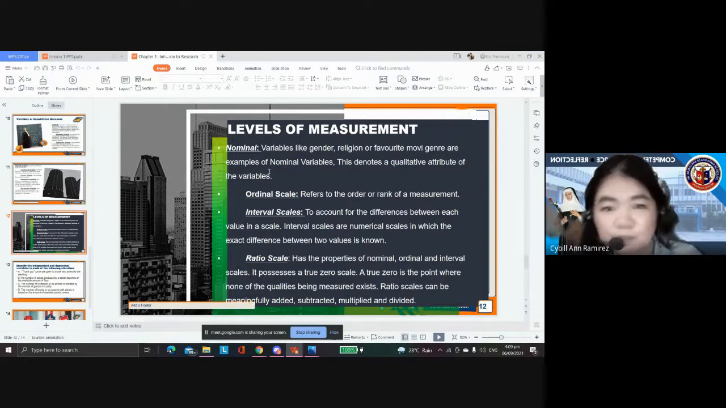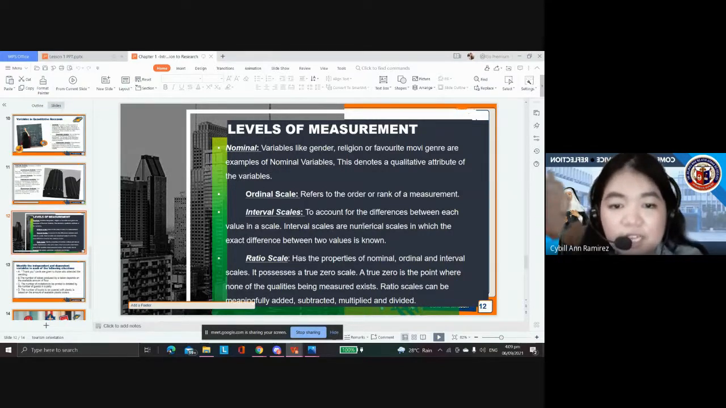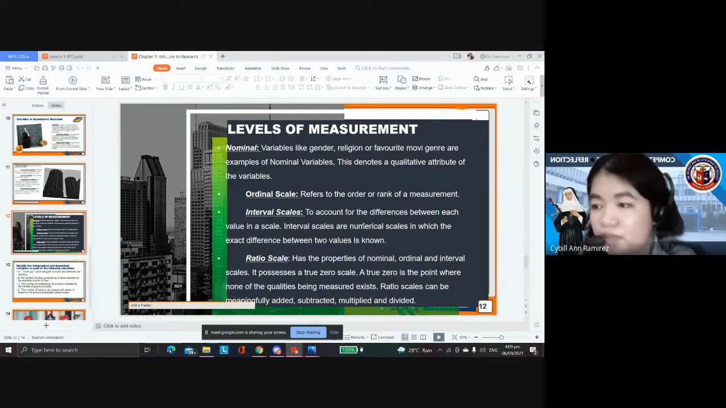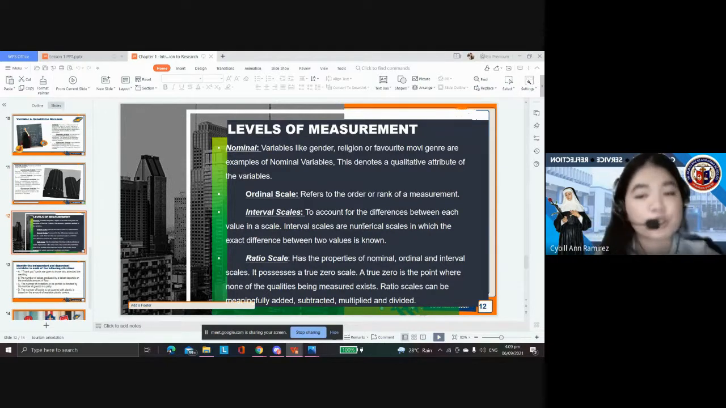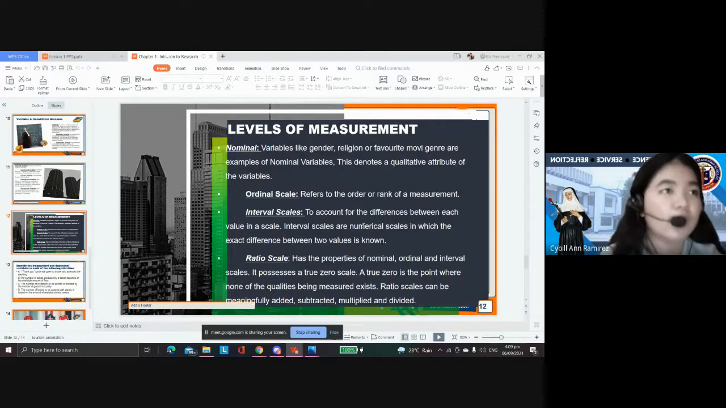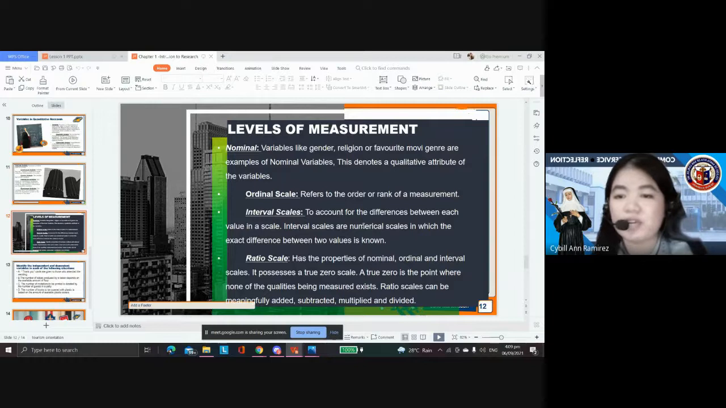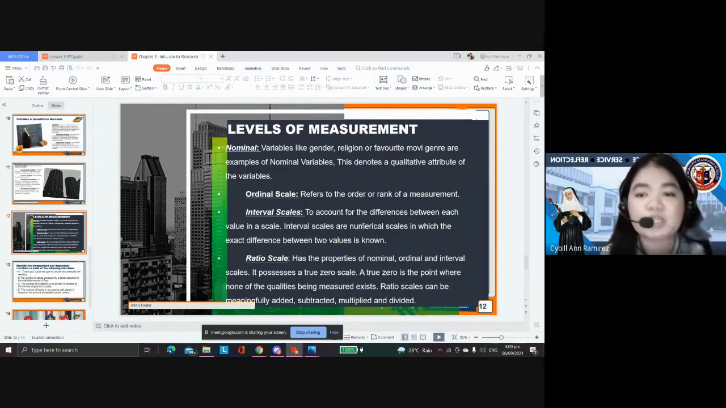I-rank nimo siya. And then ang interval scale is it doesn't have a true zero unlike the ratio scale. So interval scales are numerical scales in which the exact difference between two values are known. An example of that is it doesn't start with 0, 1, 2, 3, 4, 5. Wala siya'y true zero value. Unlike sa ratio scale, ga-count siya from 0, 1, 2, 3, 4, 5, 6, 7, 8, 9, 10. Ang interval lahi. Wala siya'y true zero scale.